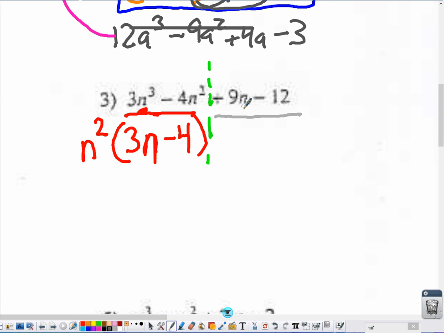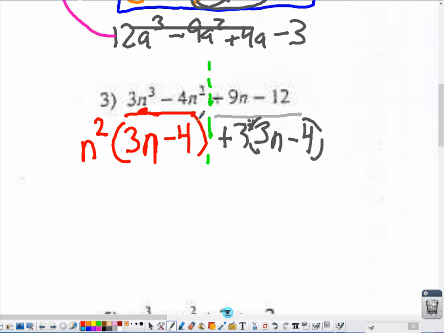For the second group, 9 and 12 can both be divided by 3. So I'm going to do a plus 3. Don't forget to do the plus sign. You'll see why in a little bit. Plus 3, and I'm going to have 3n minus 4, because 9 divided by 3 is 3, and 12 divided by 3 is 4. And since they don't share any n's, that would be my answer.